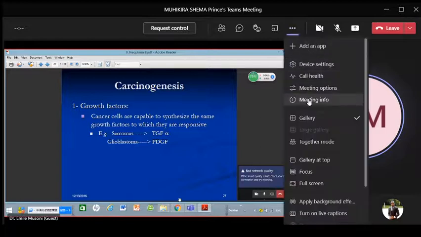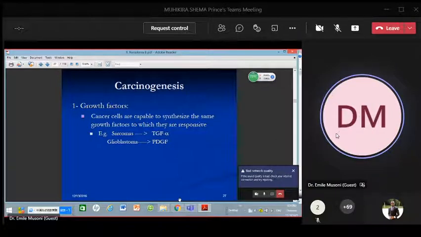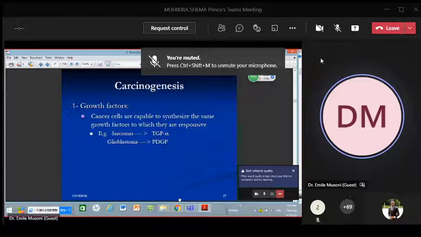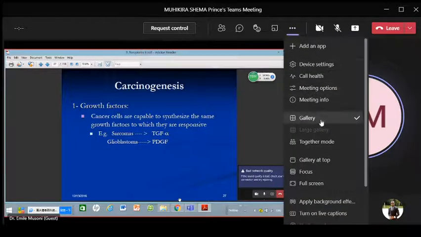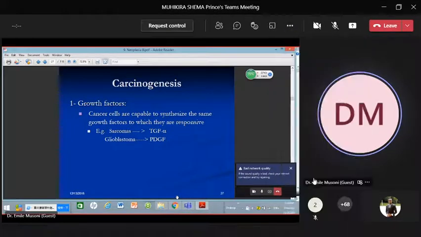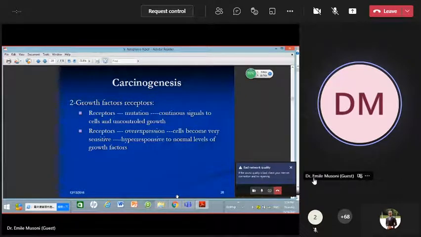We have seen the involvement of growth factors. Cancer cells are capable of synthesizing the same growth factors to which they are responsive. For example, in the case of sarcoma and glioblastoma, those factors are TGF alpha and PDGF. Growth factor receptors are also involved, where there is overexpression. With overexpression, the cell becomes sensitive and hyperresponsive to normal levels of growth factors.